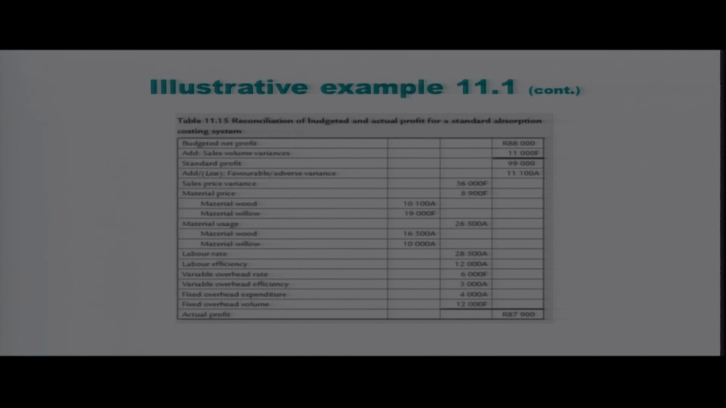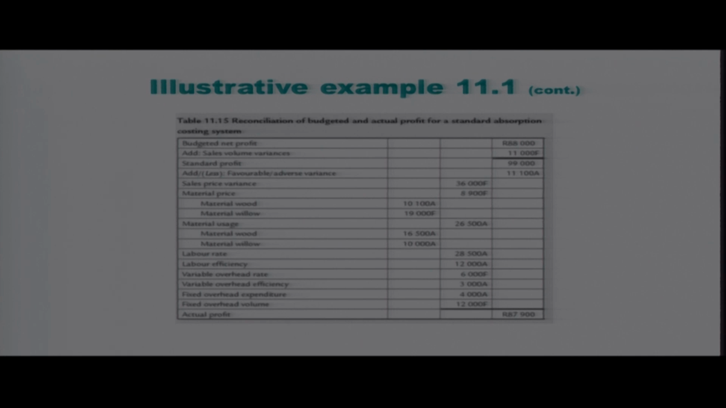The profit will then come to 88,000. Where are we getting this from? From our budgeted income statement. And then we're going to now add the sales volume variance. We calculated the sales volume variance and we got a variance of 11,000, which was favorable. So 11,000 added to the 88,000 then gives us a standard profit of 99,000. Then you're going to add a variance if it's favorable. If it's unfavorable, then we're going to subtract.